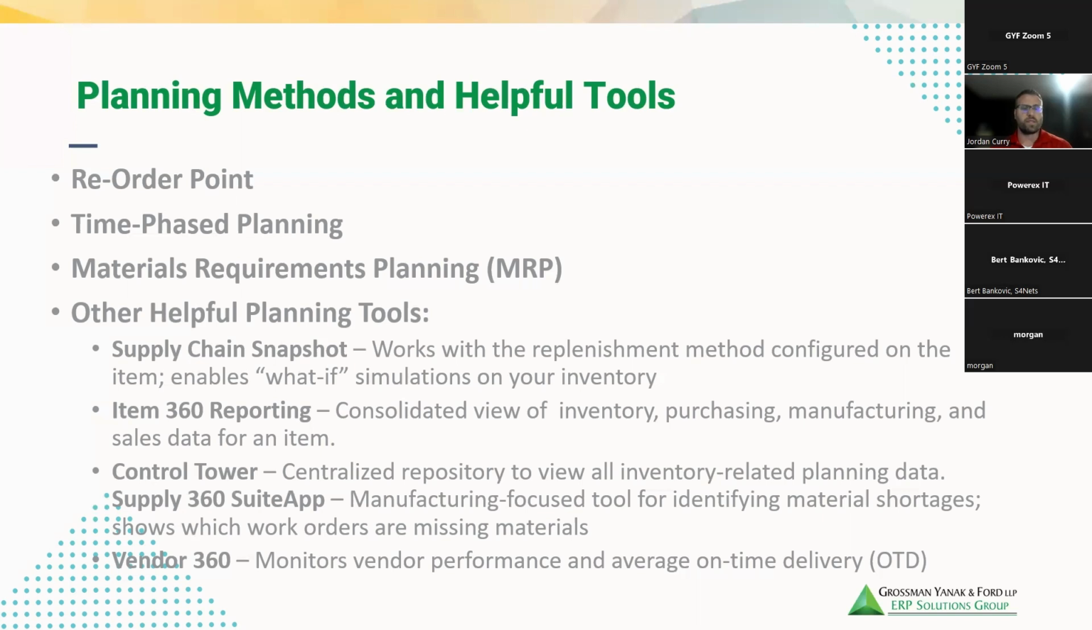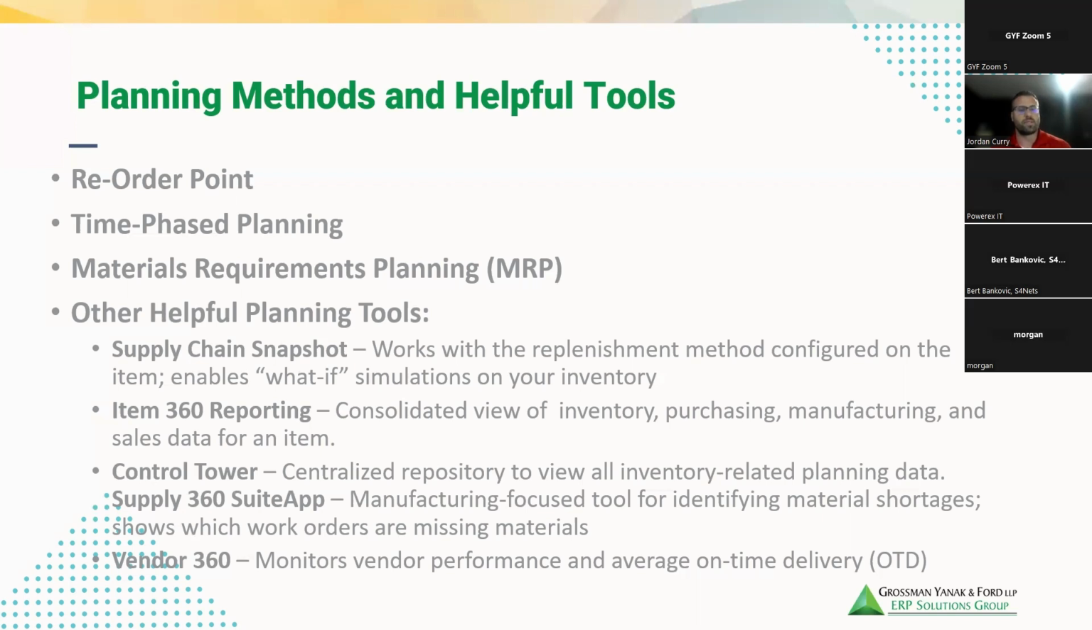The Supply 360 is a newer suite app, really focused on manufacturing, looking for work orders that are out there or planned work orders that have material shortages that you need to address. So specific for manufacturing, but you can filter by location and other parameters. So again, it really doesn't hurt anything putting these bundles in and turning these features on. So I would encourage you to do so.